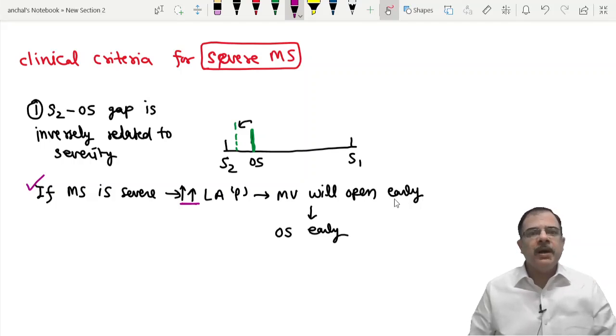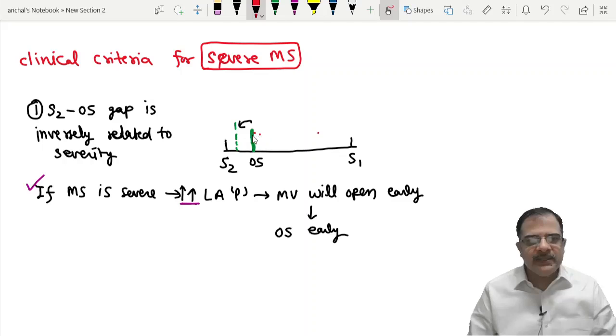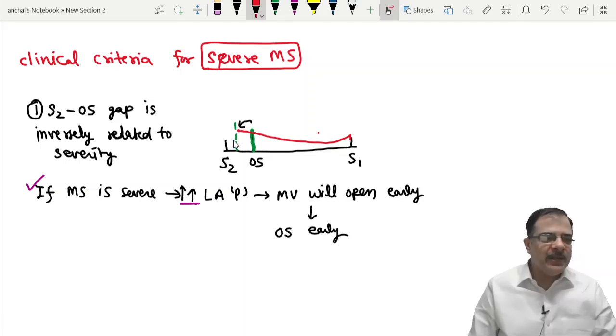While the murmur starts from the opening snap. So in this diagram you can see the murmur starts after the opening snap comes like this. So if the opening snap is coming early, the murmur will also start early, and you can see the duration of the murmur increases. Length of the murmur will increase if the opening snap is coming earlier.